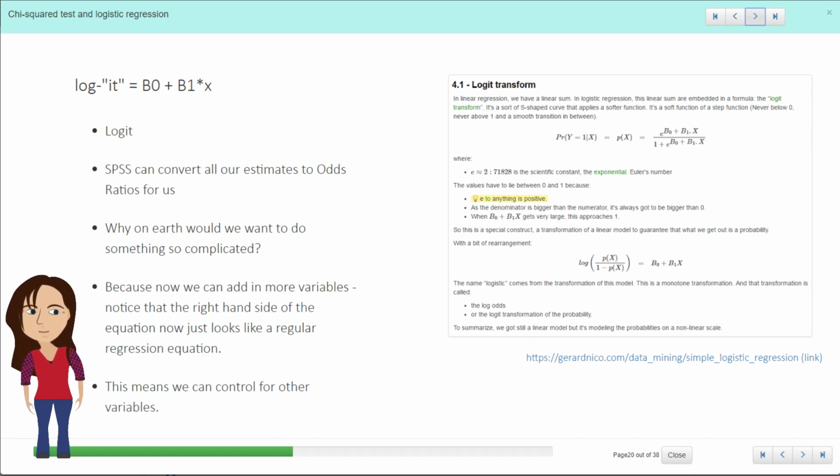And you might be wondering, why on earth would we want to do something so complicated? Because this logit is looking very messy. So it is looking messy on that side, but if you look at the right hand side of the equation where we have the beta 0 plus beta 1x, all of a sudden that's looking really simple. And it's looking like an equation where we can just keep adding more variables in like we did with the multiple regression. And this is why we can control statistically for other variables, because we're essentially just adding them into that equation. And I've put the link there for that webpage if you want to read a little bit more about the details for logistic regression.